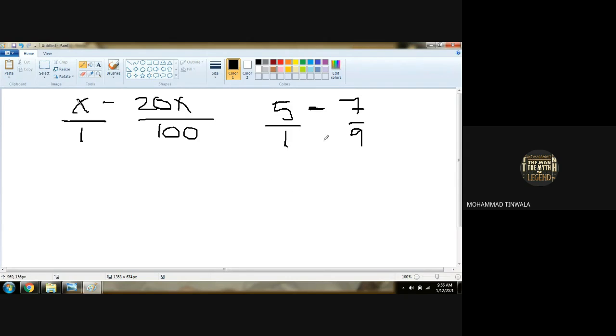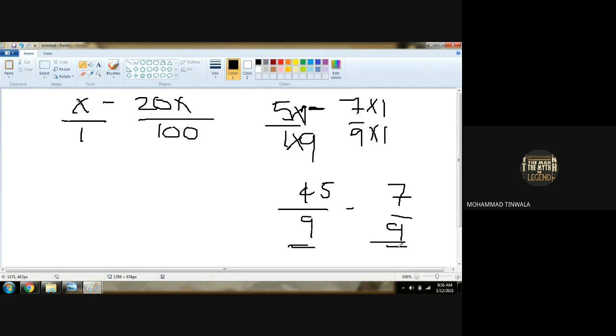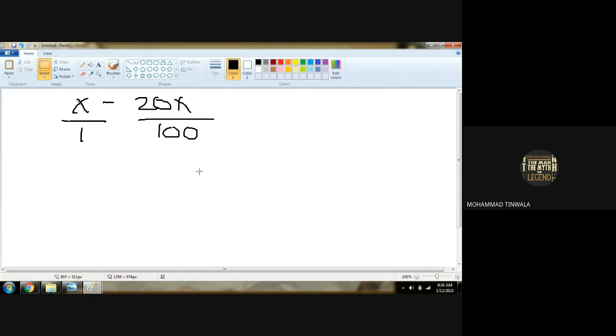Now after getting this LCM, this has to be multiplied by 9, because the LCM will be 9. This has to be multiplied by 1. Are you getting it? So 5 nines are 45 upon 9 minus 7 upon 9. Now 9 is a like fraction. Now can we subtract these two easily? In the same case, we are taking this LCM.